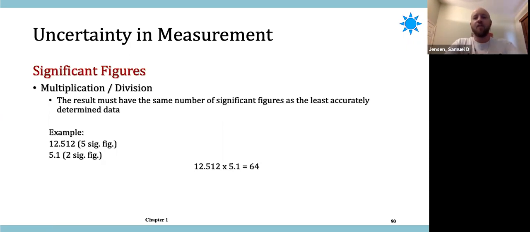All right. So when we do the multiplication, the least accurate term, 2 digits, my answer is therefore going to have 2 significant figures.